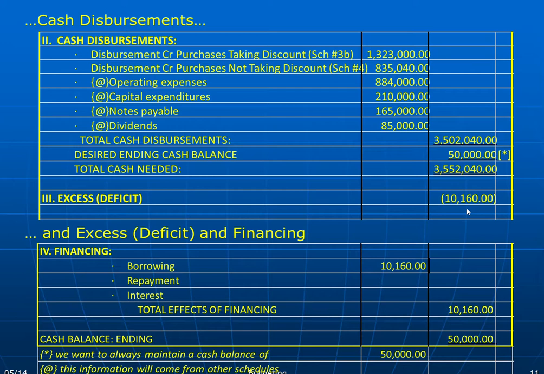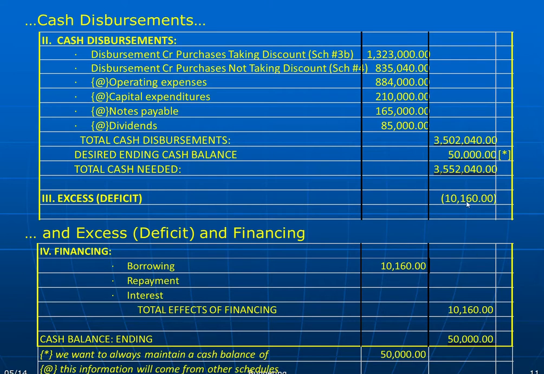So what do we do? In this case, we can see that we're going to need to deal with that budgeted deficit. So we're going to have to borrow $10,160,000. Depending on what happened right here would determine what we end up doing down here. In other words, in this case, we have a deficit, so we need to finance that deficit. We need to go out and borrow money.